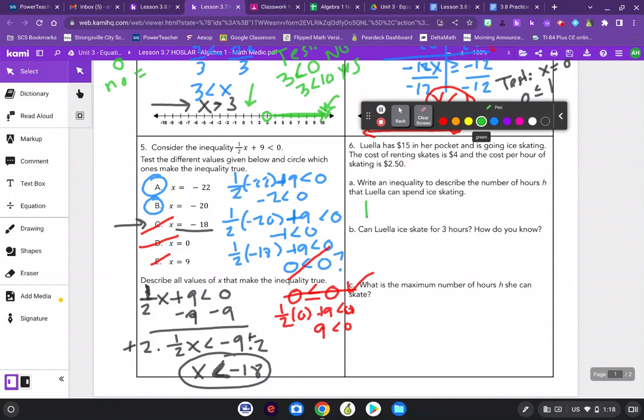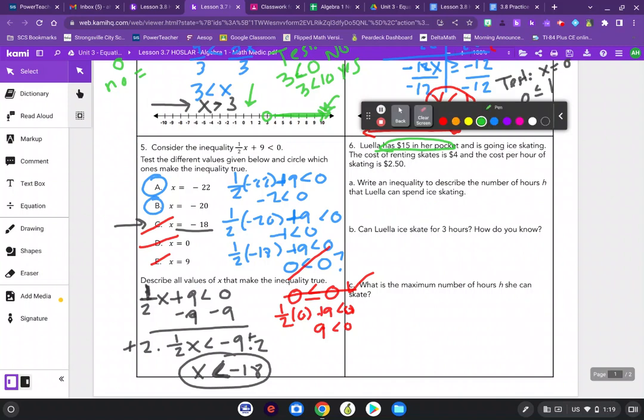Okay, so she has 15 to start. It's $2.50 per hour to skate. But I only have $15 in my pocket, so I could spend 15. I could spend less than 15. I cannot spend more than that. Oh boy, I set this up wrong. Let me start over. My apologies.